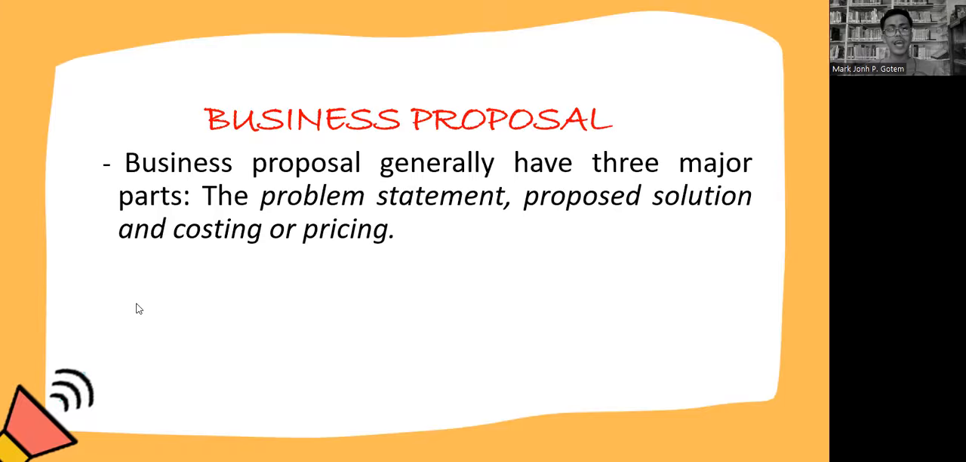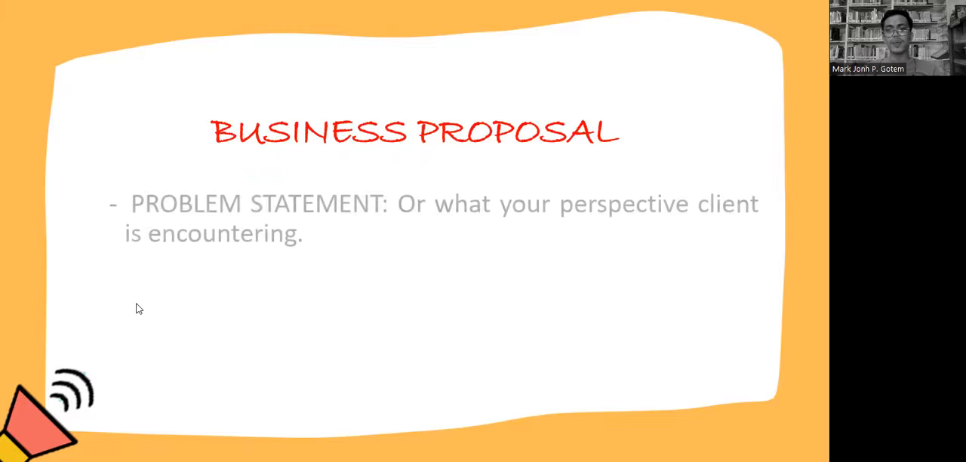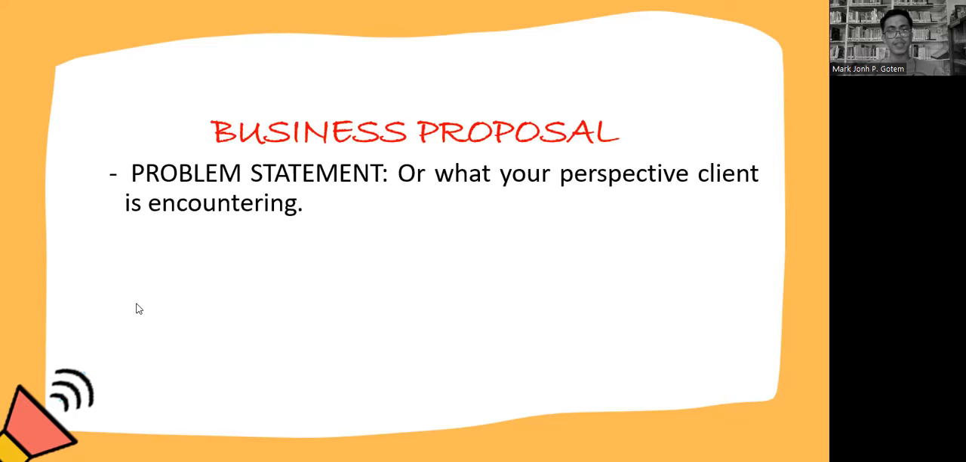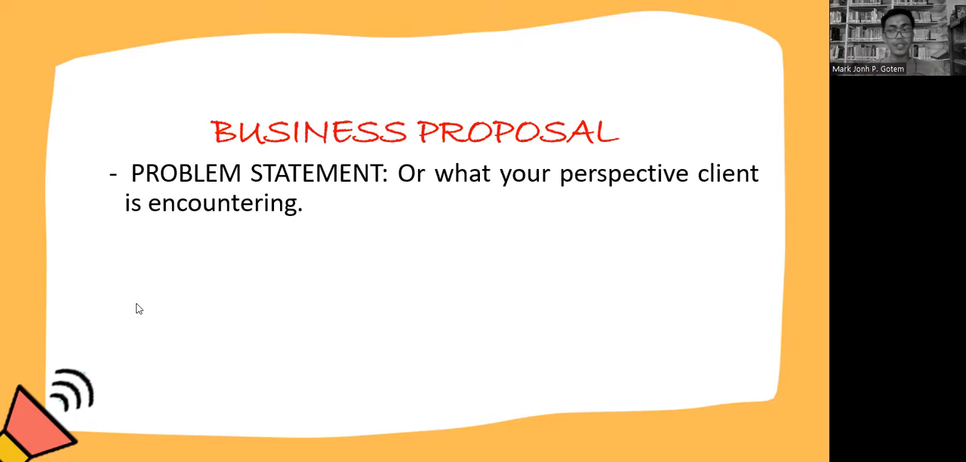And a business proposal generally has three major parts: the problem statement, the proposed solution, and the costing or pricing. So let's start with the problem statement, or what your prospective client is encountering. You really need to convince your clients and make sure that they understand your proposal. And that is the problem statement.